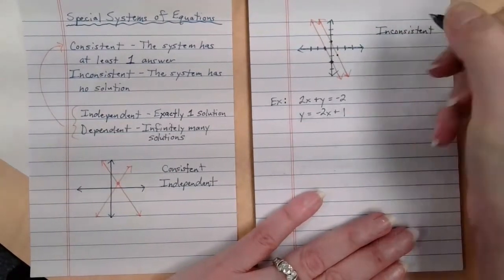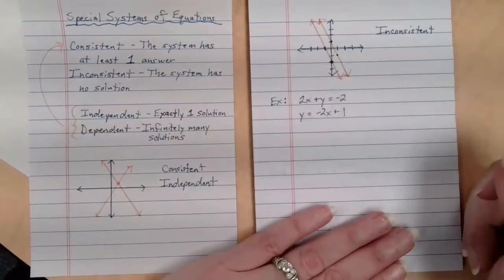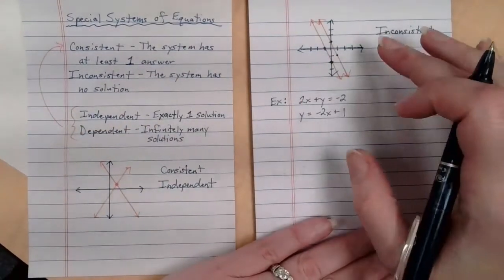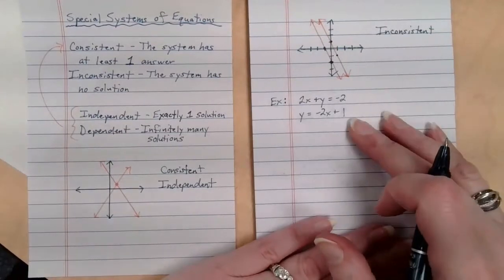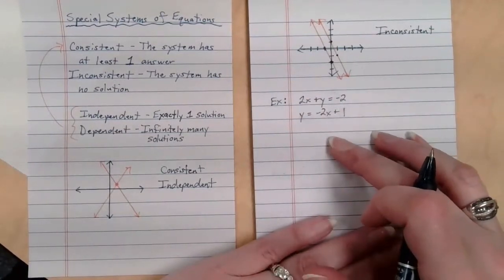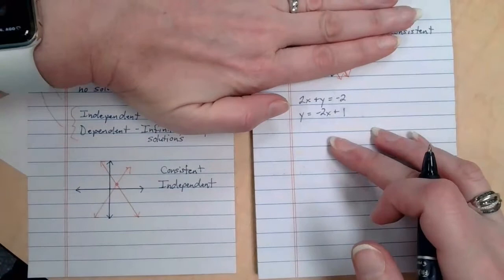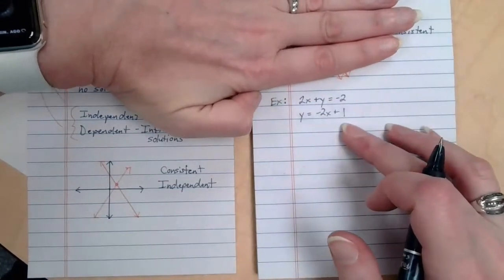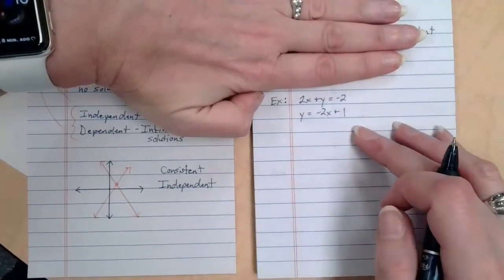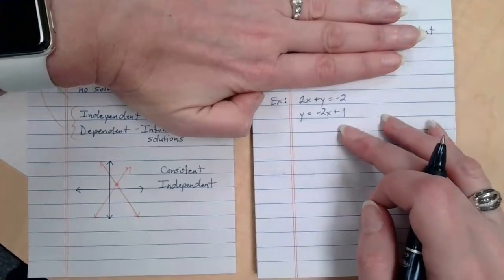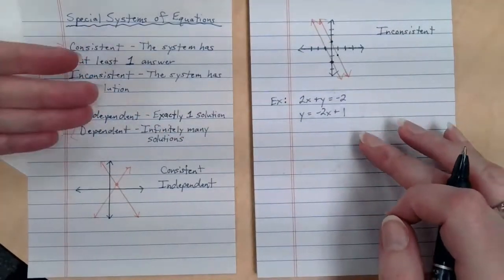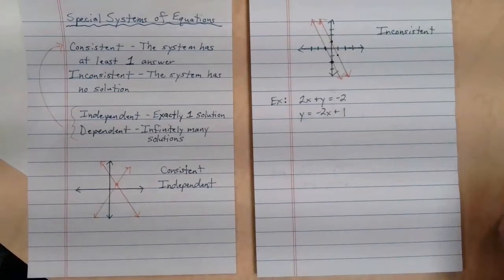And quite frankly, I don't have any other words to describe it. It's just inconsistent. And while that makes sense visually, what we struggle with sometimes is what does that look like algebraically? What if I didn't have this? What if I just had the equations and I said, hey, I'm going to work on solving this system? How would I know without the graph whether it had an answer or not, whether it's consistent or inconsistent?